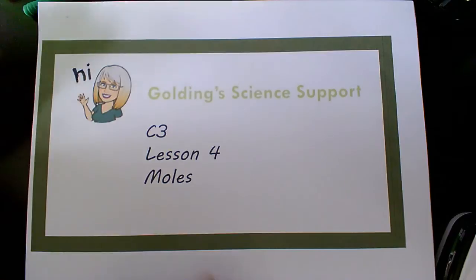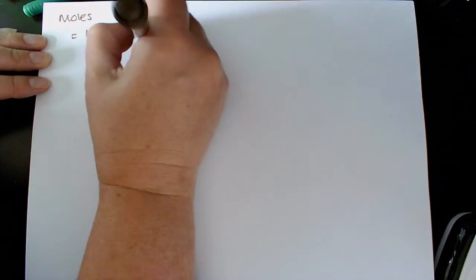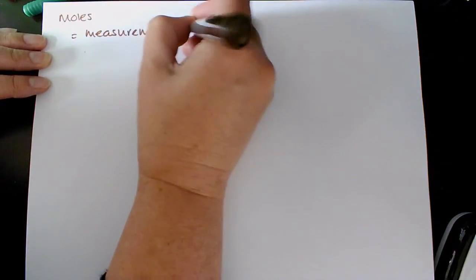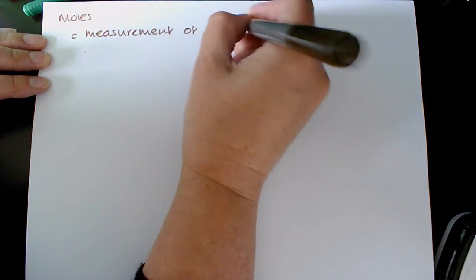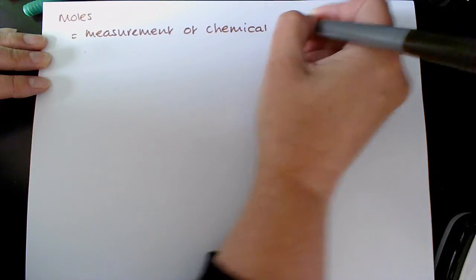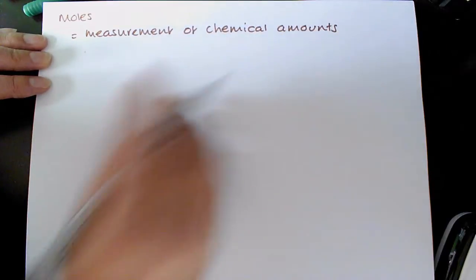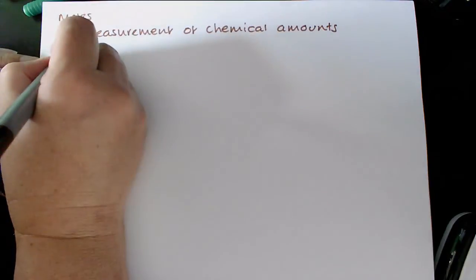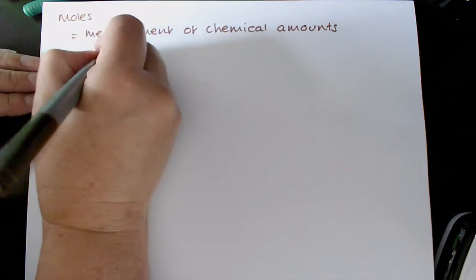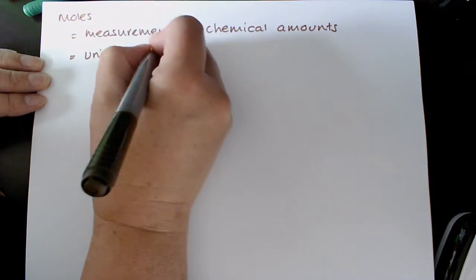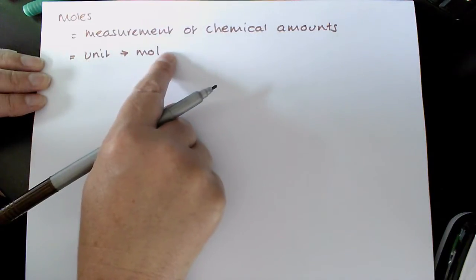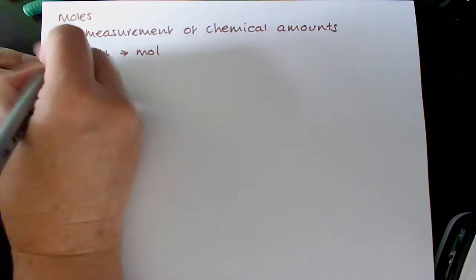Today's lesson is all about moles. So, a mole is a measurement of chemical amounts. It is given the unit mol. Okay, so it's just got the E and the S missing off it.